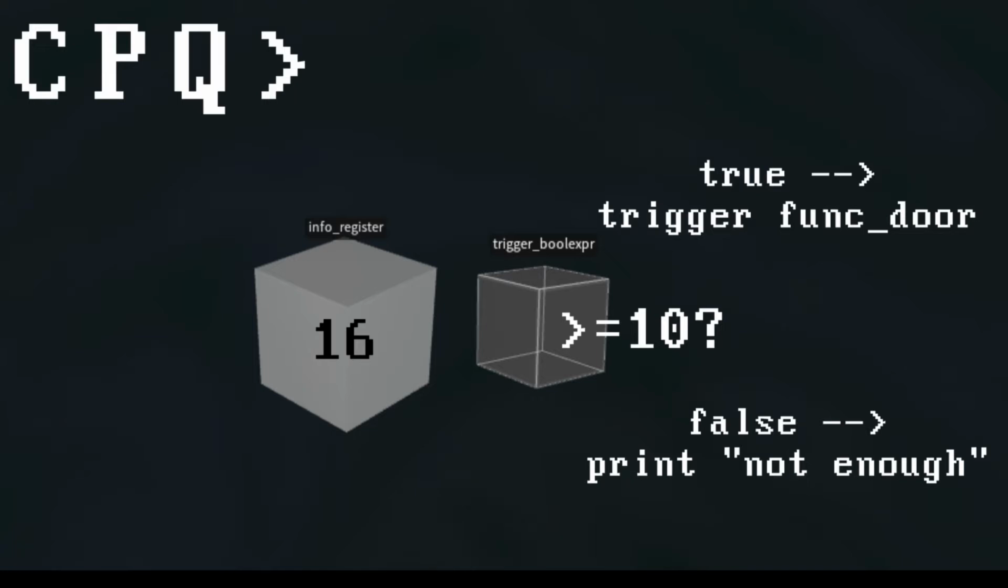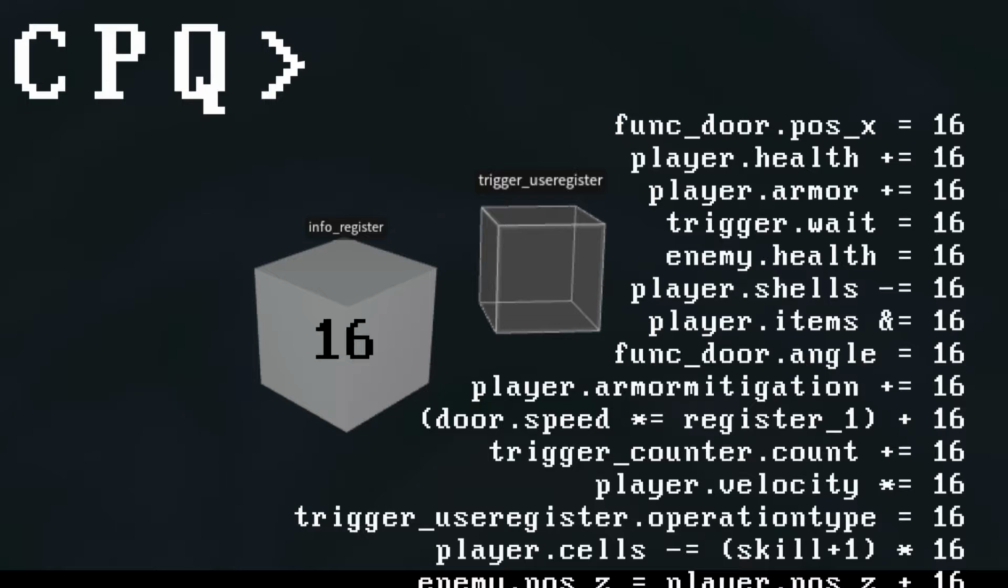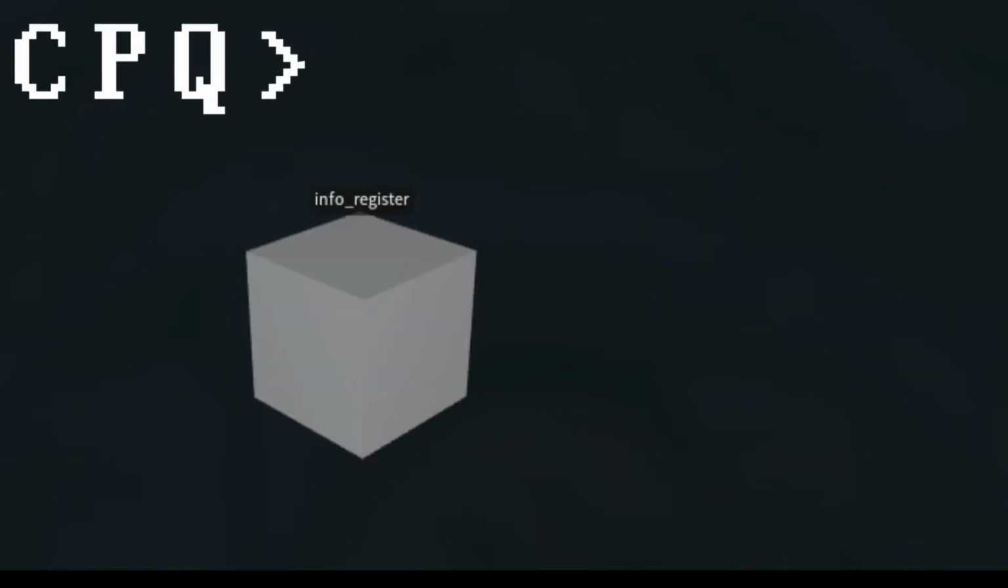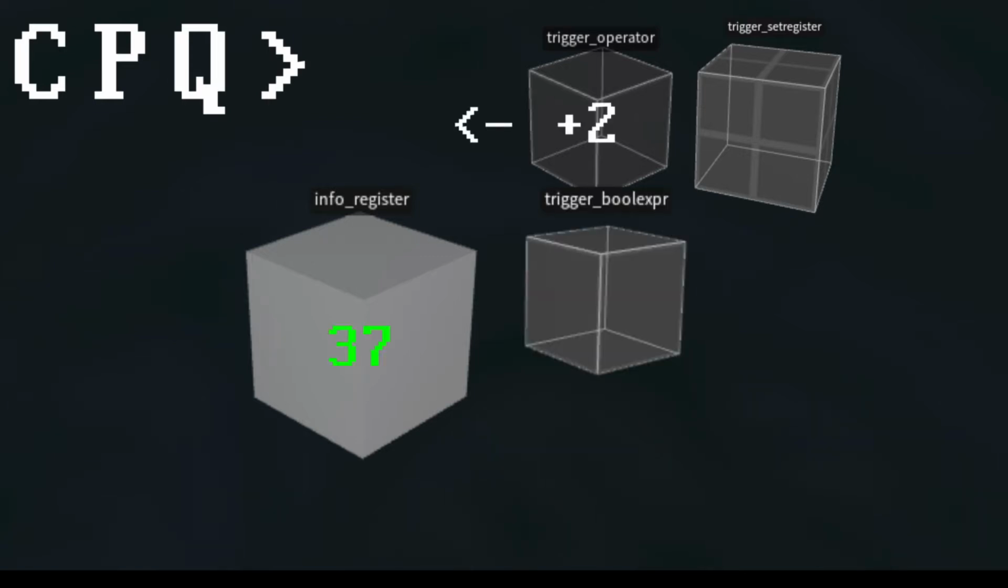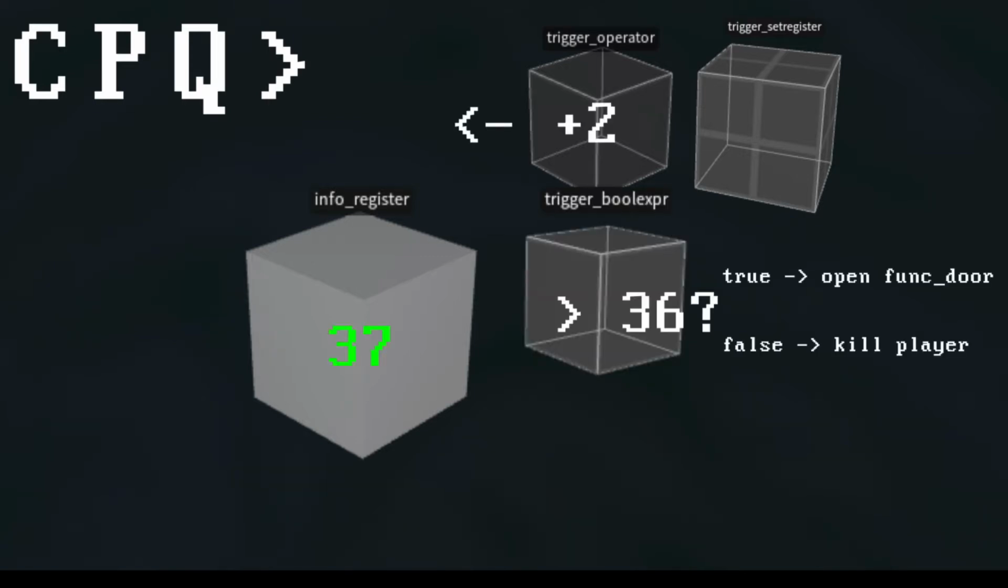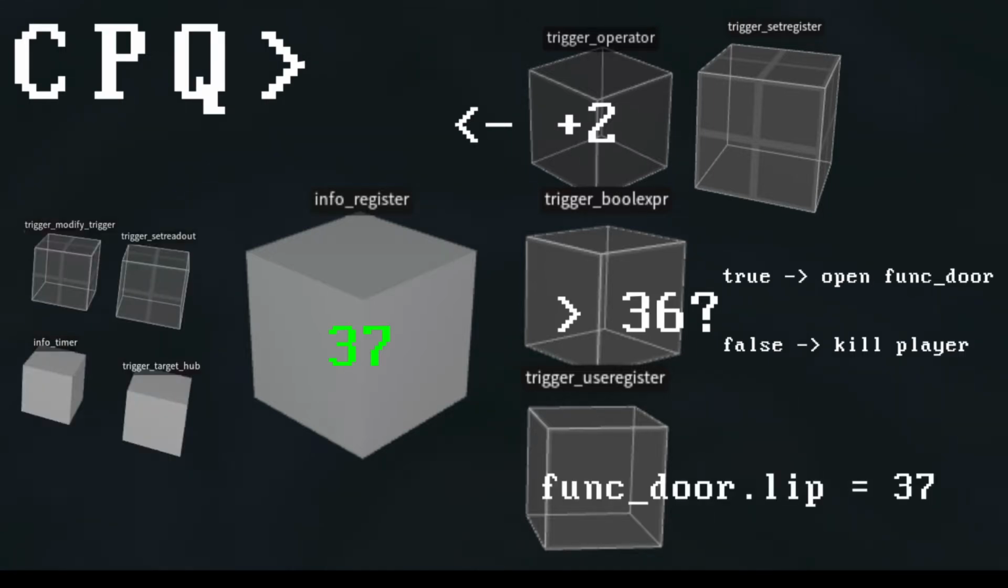And the last kind of entity is basically how you use that number. You can use it for positions in the world, which we'll see. You can use it to add health, add armor, all sorts of stuff. So to review, we have registers, which hold the data, operators, which change the data, expressions, which check the data, and users, which do something with the data. There are, of course, other utility entities that we'll use for logic purposes, but those are the four core entities that we'll be looking at.